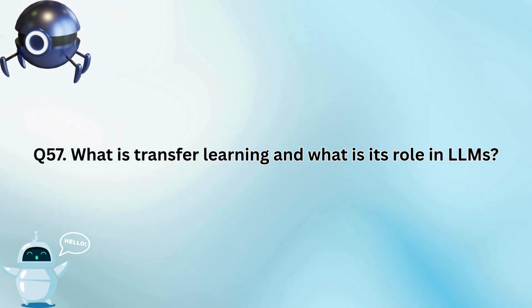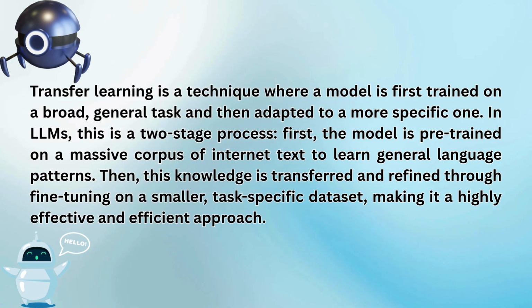What is transfer learning, and what is its role in LLMs? Transfer learning is a technique where a model is first trained on a broad, general task and then adapted to a more specific one. In LLMs, this is a two-stage process. First, the model is pre-trained on a massive corpus of internet text to learn general language patterns. Then, this knowledge is transferred and refined through fine-tuning on a smaller, task-specific dataset, making it a highly effective and efficient approach.